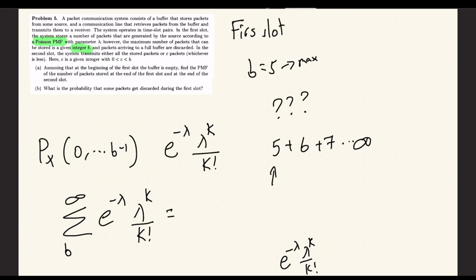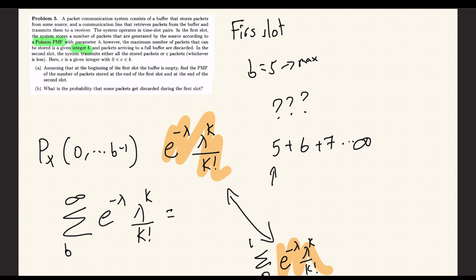Which is this right here, right? As you can see, this is the same as this. If we sum all of these up from 0 to b minus 1, we get all of the probabilities here, right? So we can actually say 1 minus this is equal to this.